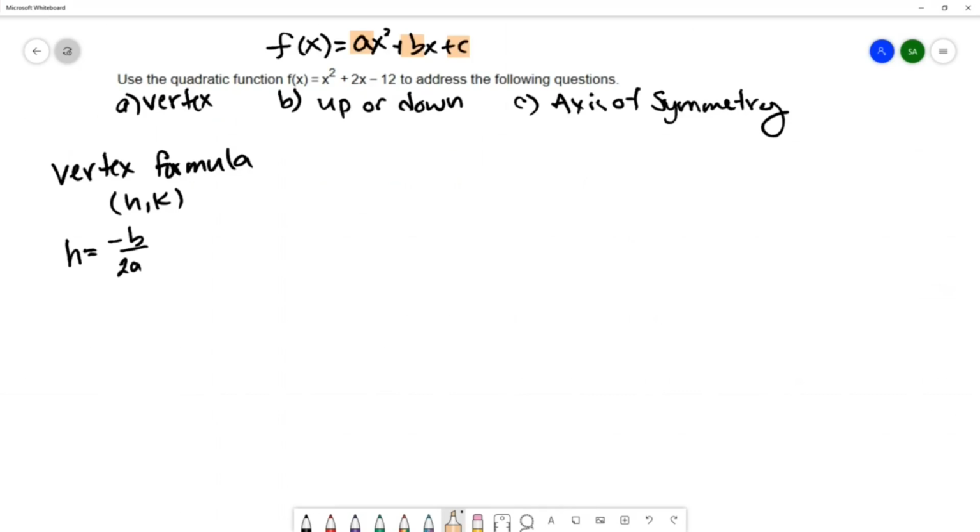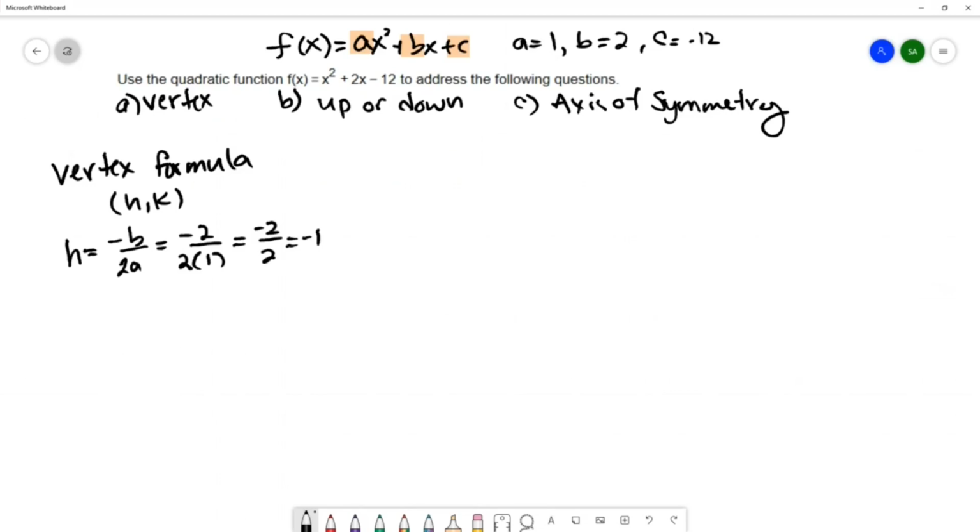So looking at our example, our x squared term has no number as the coefficient, so we assume it to be 1. So a is 1. The coefficient of the b term is a 2. And the constant is negative 12. So we're going to work this out with the formula. Negative b is negative 2 over 2 times a, which is 1. Negative 2 over 2 is negative 1.